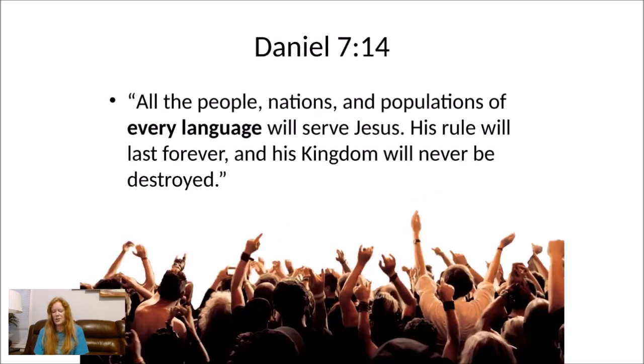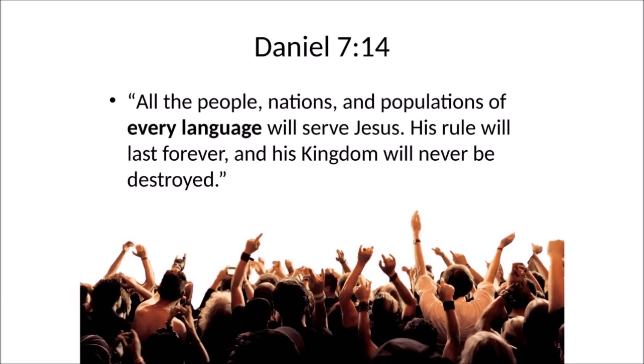Okay, one more verse that shows that it will be put right. Daniel 7:14. All the people, nations, and populations of every language will serve Jesus. His rule will last forever, and his kingdom will never be destroyed. So again, we have to ask ourselves, is this happening now? Is his rule lasting forever? Is his kingdom now, and is it never going to be destroyed now? Are all the people and nations and people of every language in the world all serving Jesus? No. I think we all know the answer to that one. So that means it is going to happen in the future because God said it. Yes.